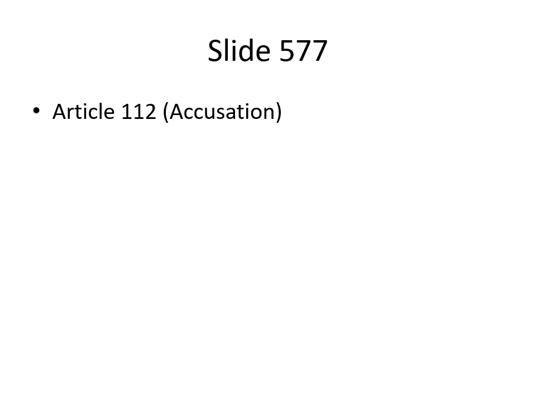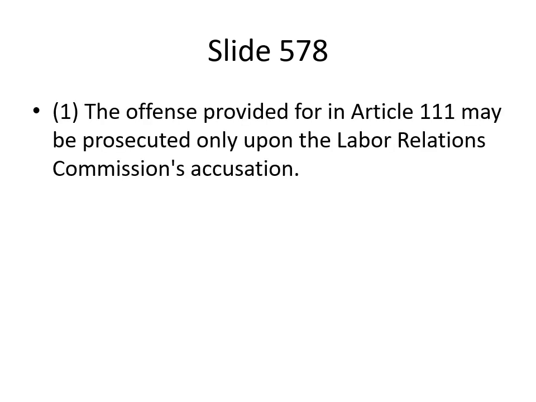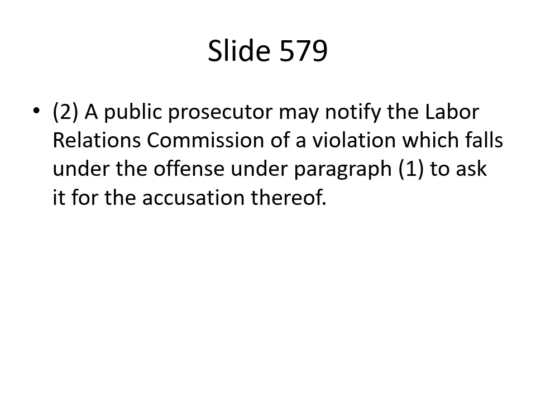Article 112, Accusation. (1) The offense provided for in Article 111 may be prosecuted only upon the Labor Relations Commission's accusation. (2) A public prosecutor may notify the Labor Relations Commission of a violation which falls under the offense under paragraph 1, to ask it for the accusation thereof.